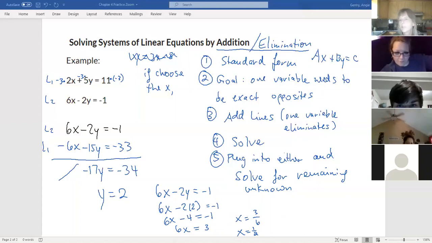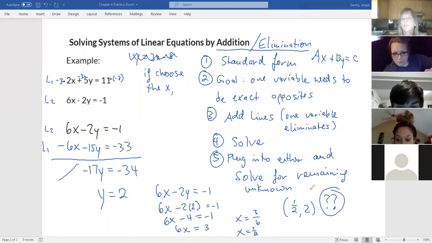What we can do to check this is plug it into the original. I feel like I made a mistake, okay? So it's very possible that I made a mistake. A half and 2. And I'm going to ask because I do not know if it's true. So let's keep this in mind. Is there anybody who found that I made a mistake?